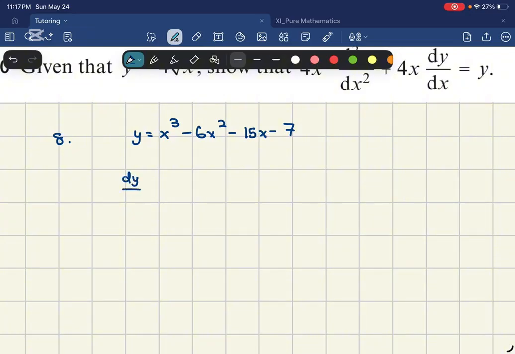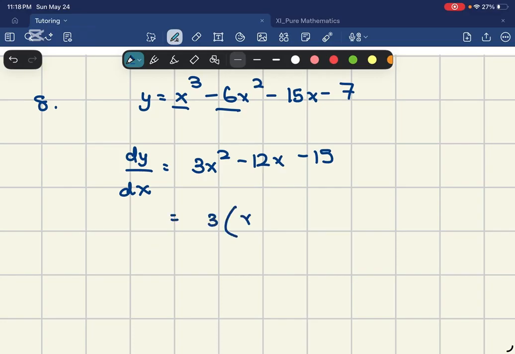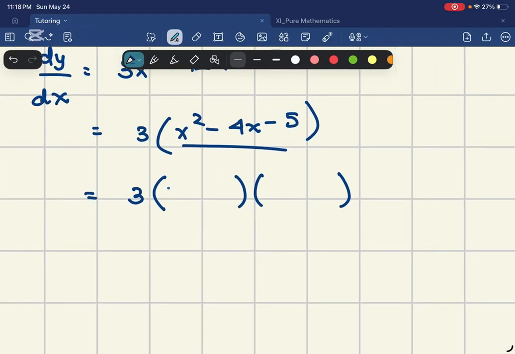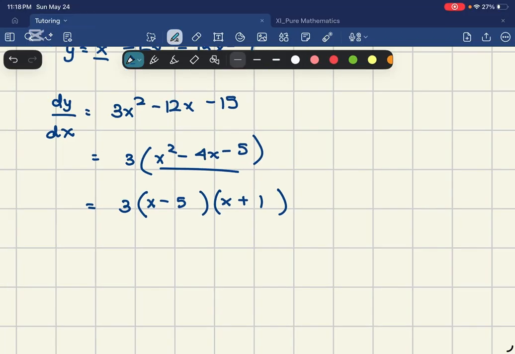Alright, so let's just find dy by dx. That is going to be 3x squared, right? Minus 12x, if I differentiate this, minus 15. And I can factor out a 3 here. If I factor out a 3, I have this expression. And remember, I can factorize this. And if I factorize this, I am going to get this expression. x minus 5, x plus 1. So x squared plus x minus 5x is going to give me minus 4x times minus 5. So you can just use the sum and product method to factorize.